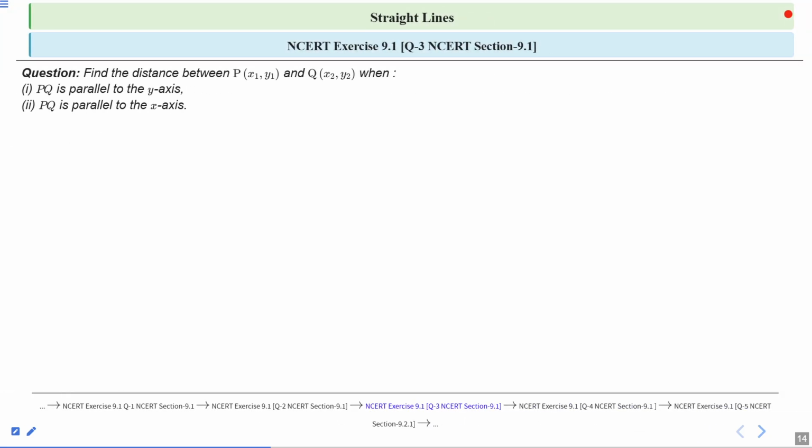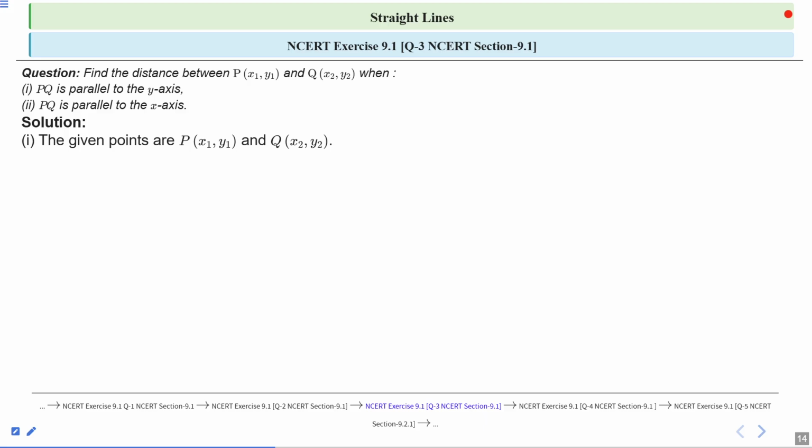First of all, try to understand this question. In this question, we have to find the distance between P (x1, y1) and Q (x2, y2) when PQ is parallel to the y-axis, and when PQ is parallel to the x-axis. So let us see the solution.